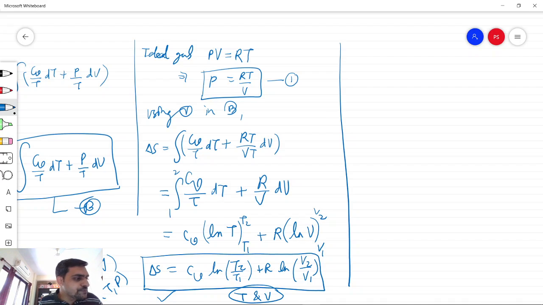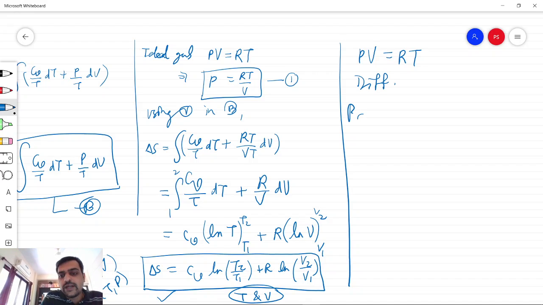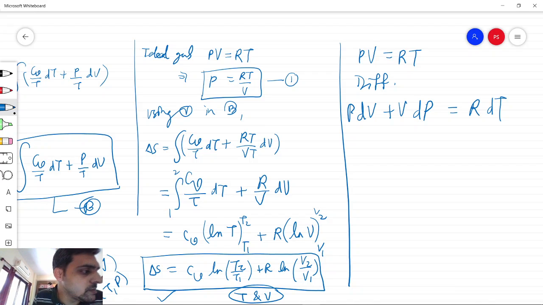Let us do the second part of the derivation now. We will start with the ideal gas equation again, PV is equal to RT. Now if we differentiate this, we get first into derivative of second plus second into derivative of first, P dV plus V dP equal to R into dT, since R is a constant. So this is an expression. Let us call it equation 2.